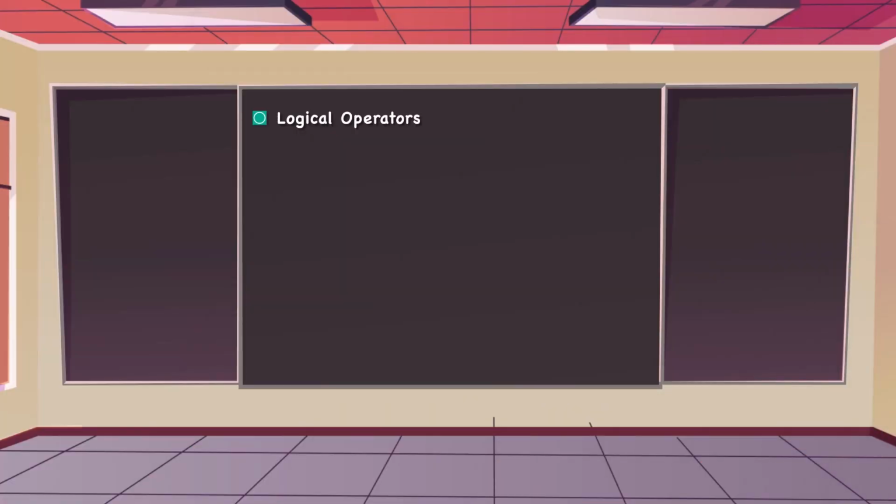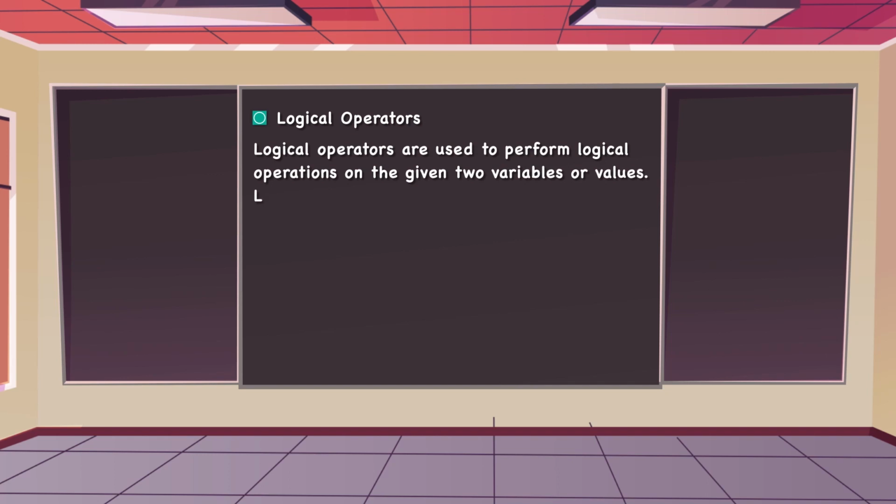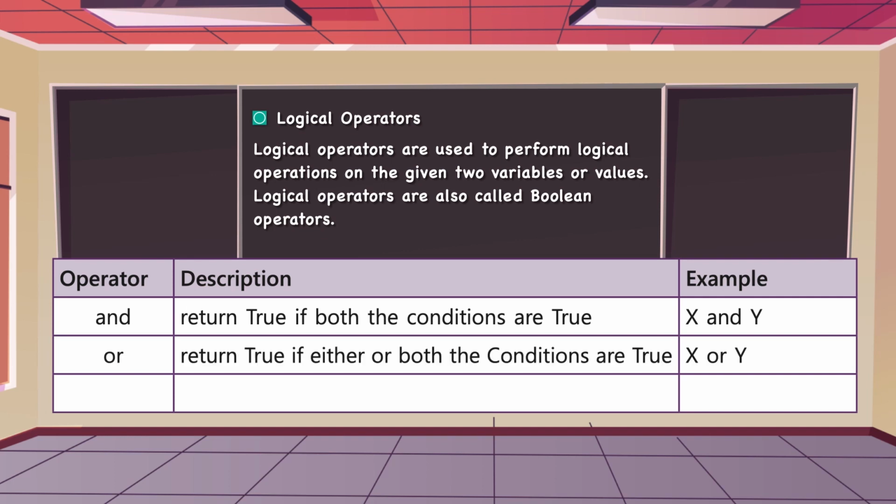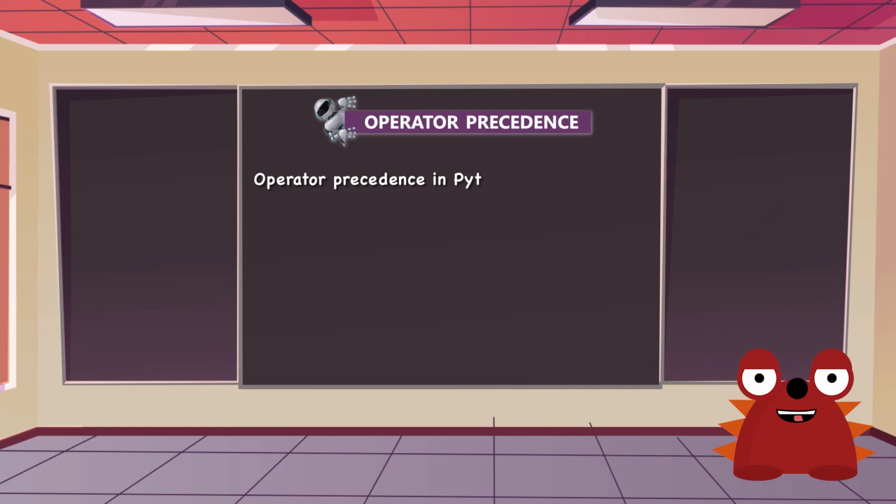And now looking at the last one, which are logical operators. These are used to perform logical operations on the given two variables or values. Logical operators are also called Boolean operators. Let's move forward with its table to understand better. And is for return true if both the conditions are true. For example, x and y. Or returns true if either or both the conditions are true. And not is for reverse the condition. For example, this.